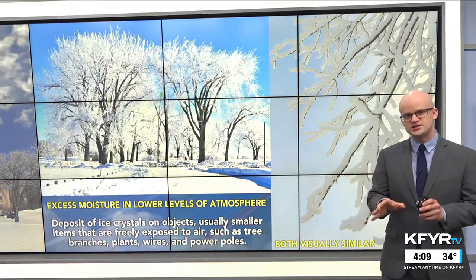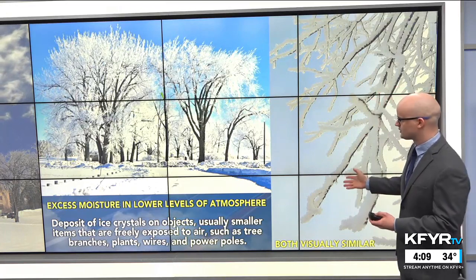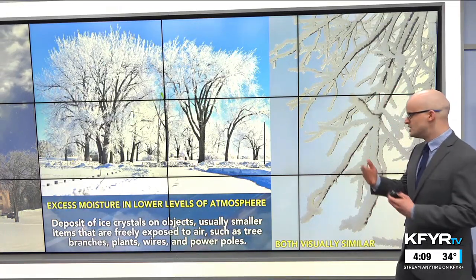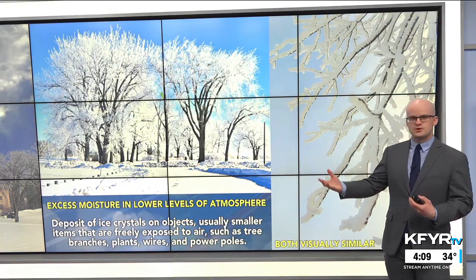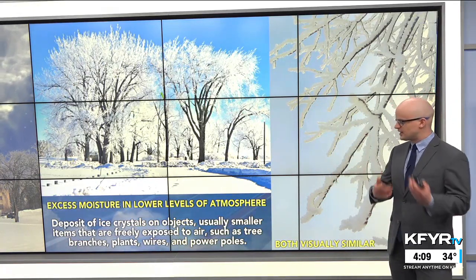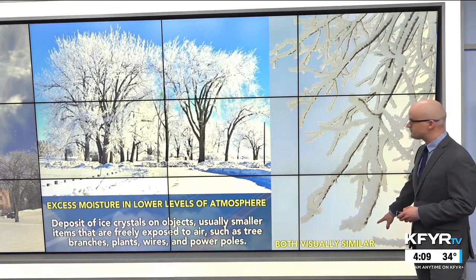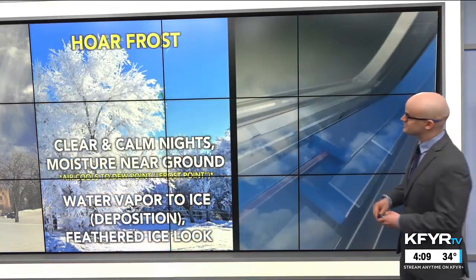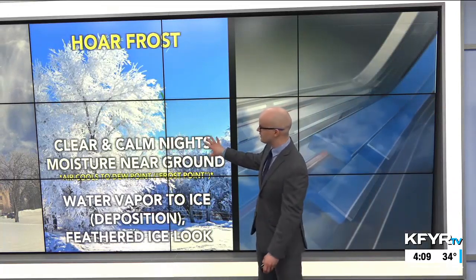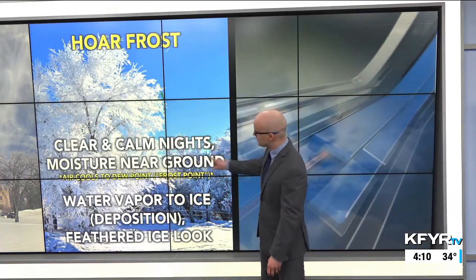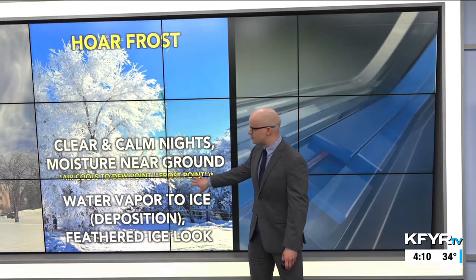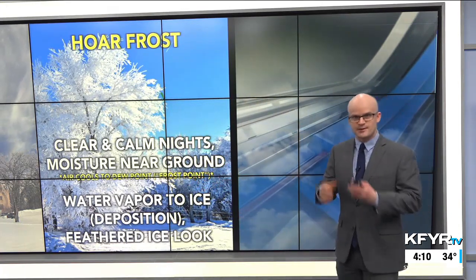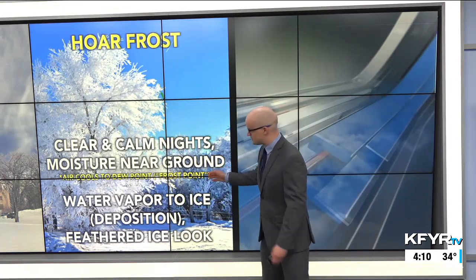They're both caused when you have excess moisture in the lower levels of the atmosphere. It happens when you deposit ice crystals on objects, usually smaller items that are freely exposed to the air, like a tree branch, plants, wires, power poles. They're both very visually similar, so there are some very subtle differences. Hoarfrost happens on clear and calm nights, so there's no fog present. When you have that moisture near the ground, the air cools to the dew point. It's kind of like how dew forms in the summertime in liquid form. You can envision it as like the frost point.